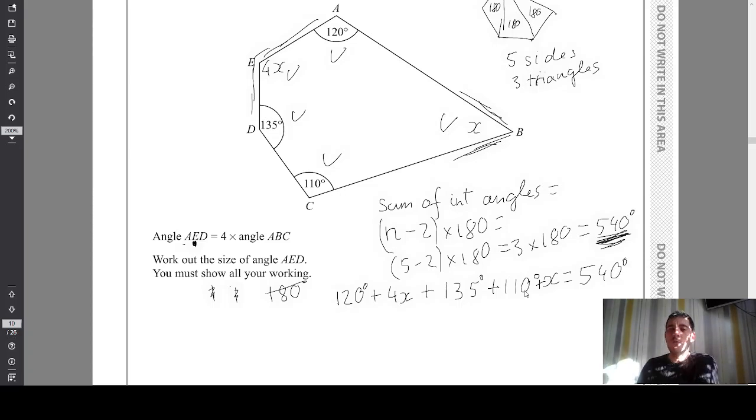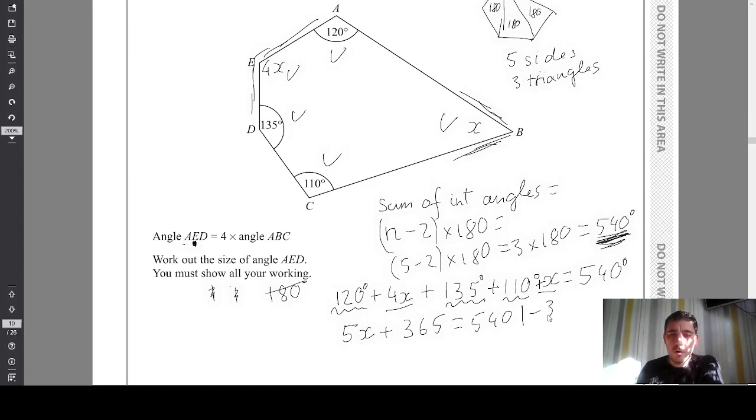Now it's just the case of collecting like terms, so just adding all the variables. So add 4x with 1x to get 5 lots of x. Next bit, add all the other numbers. So 120 plus 135 is 255, and 365 if we add another 110. So plus 365 equals 540, and all we have to do is solve the linear equation.